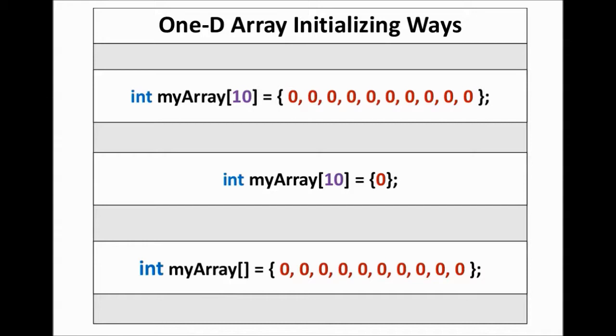An array size can be omitted when it is initialized in the declaration, as int myArray[] = {0, 0, 0, 0, 0, 0, 0, 0, 0, 0}. Here the compiler determines the size of myArray according to the initialized values on the right side. The size of the array in this example is 10.